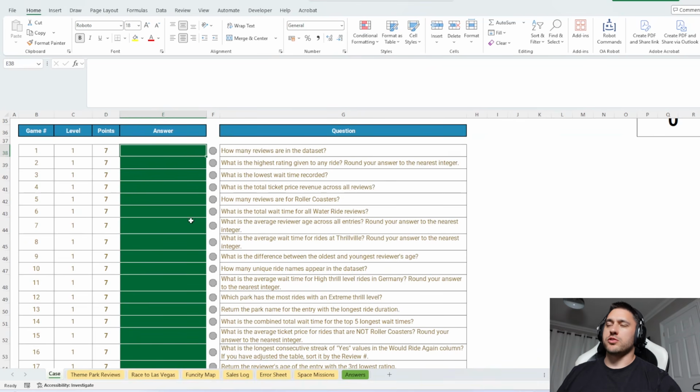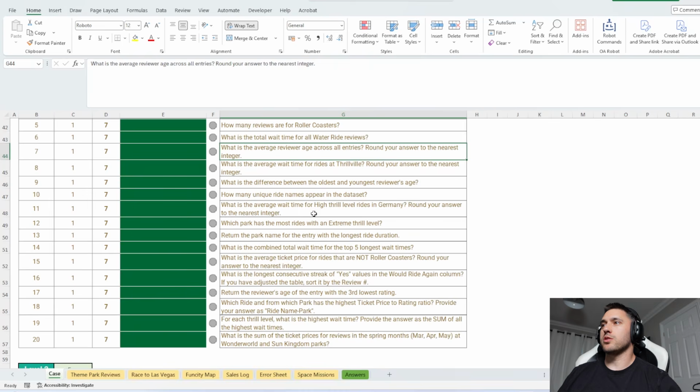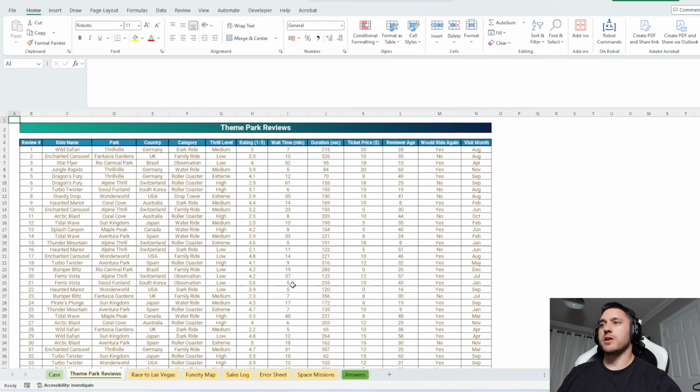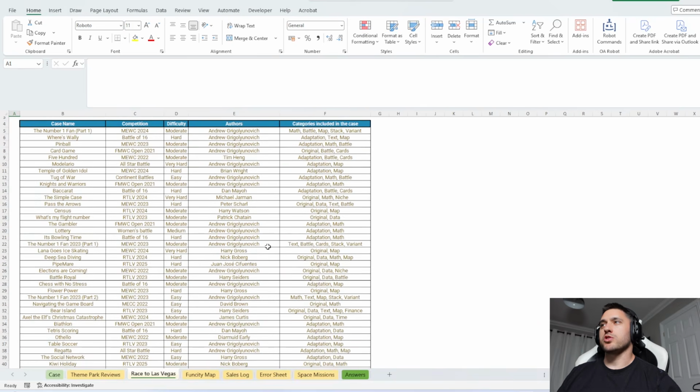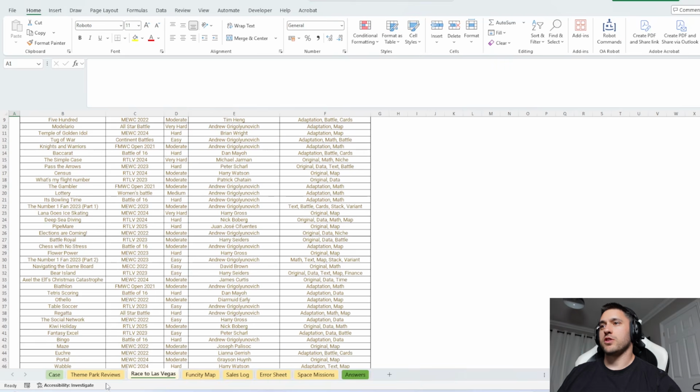Unlike a usual case, where you'll do a formula that will solve all of question 1, here you need an individual formula. There's a unique question everywhere. So it's 140 unique formulas and questions. It can be tricky. The first one was on some theme park reviews data. The next one was on some other data about cases. Those were nice and easy.